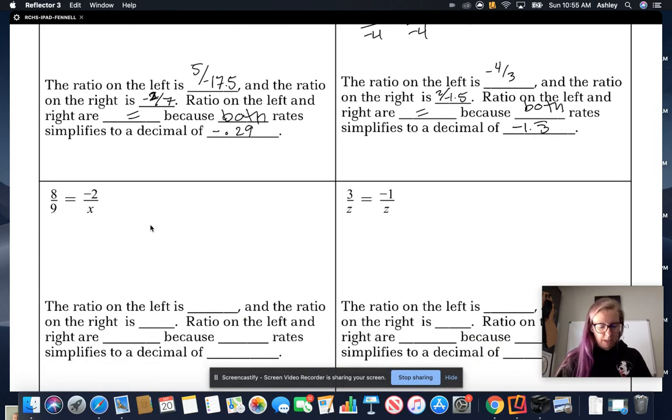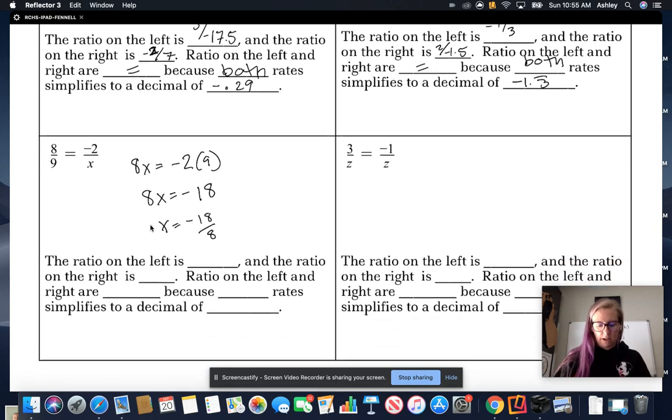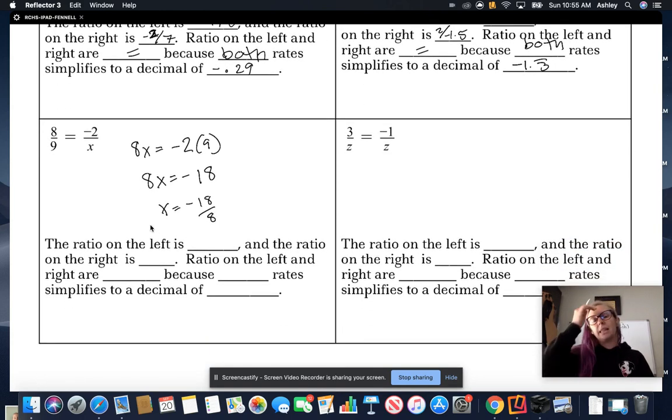All right, here we go again. 8 times x equals negative 2 times 9. 8x equals negative 18. X equals negative 18 divided by 8. I'm going to let you finish that one up. I will put the answer in there for you in a moment. But this last one I do want to focus on and talk about.